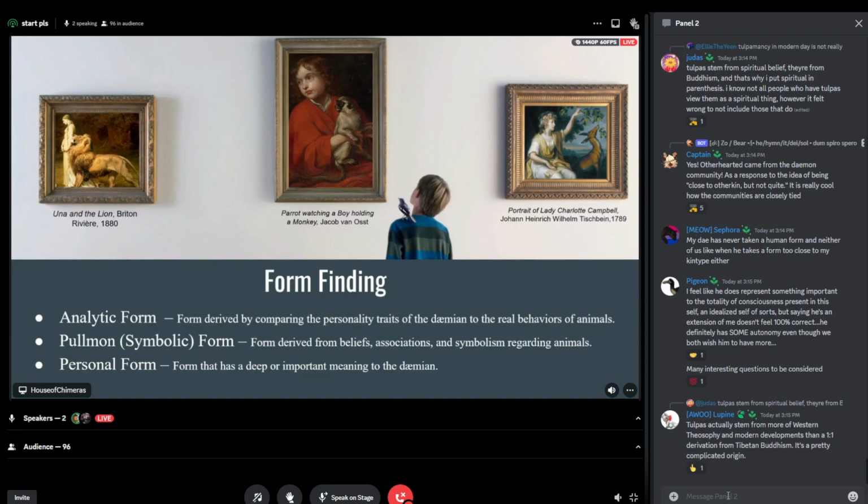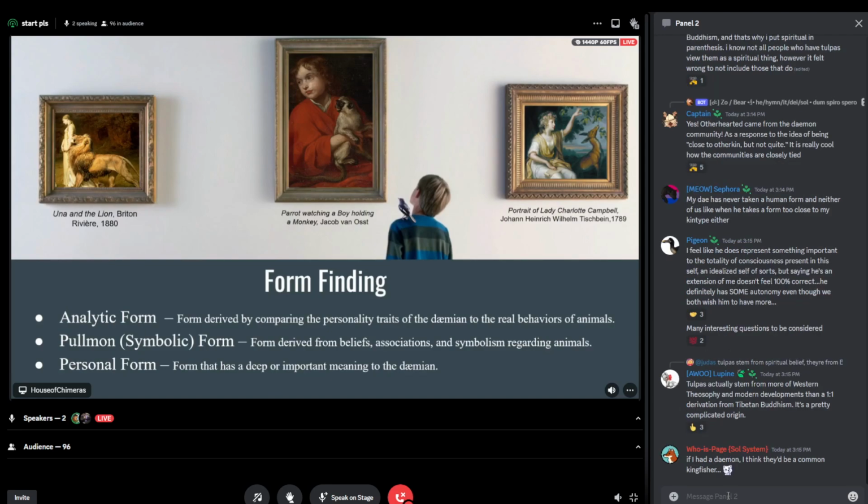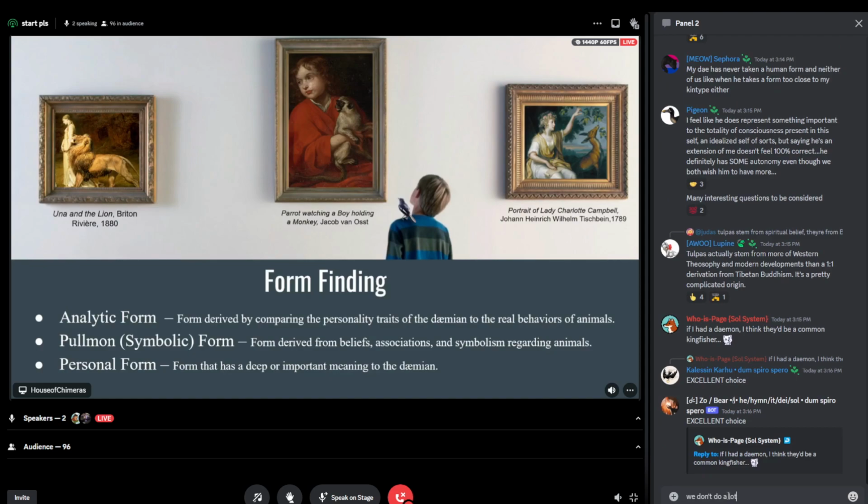This is an older style of form finding within the community. Because this method is based on real and observable behaviors that can be researched, mythical beasts and a large number of extinct animals are not considered viable forms within this analytic method.